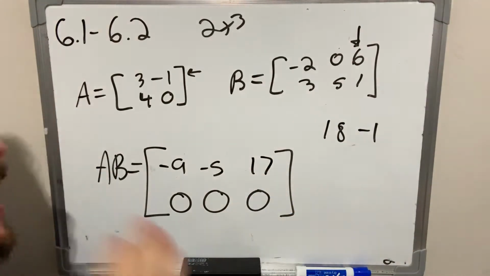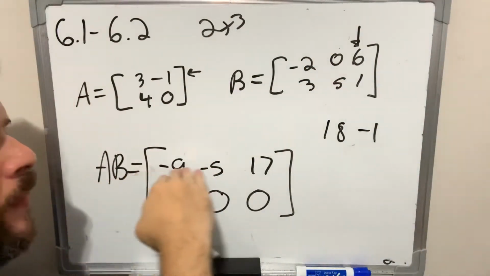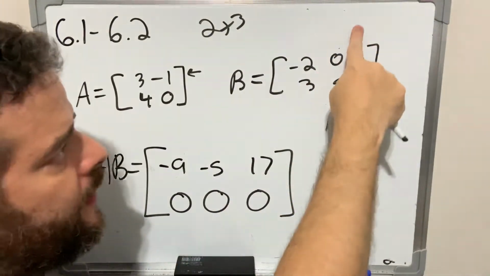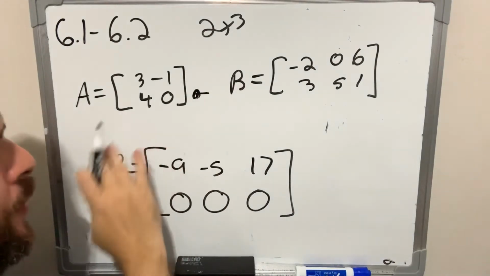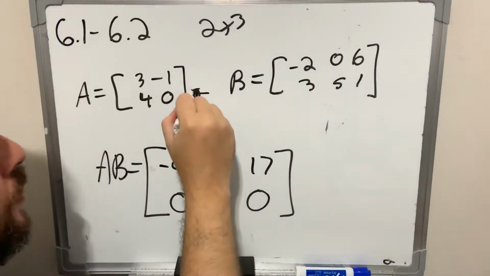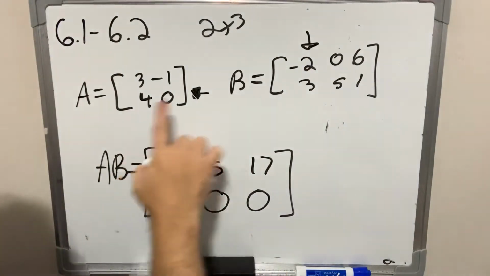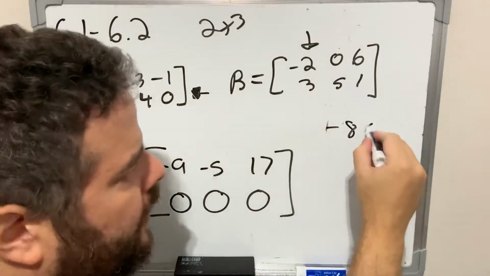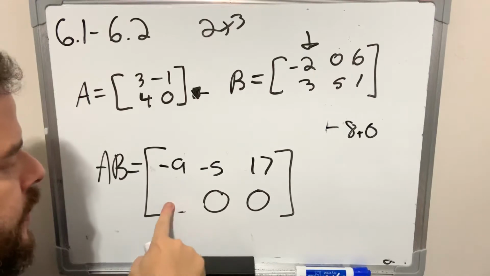So as you can see, I use the first row and all my columns to end up with the first row of the answer. I'm going to repeat the exact same process, but now I'm going to begin with my second row of the first matrix to get the second row of elements. So again, now let's use the second row and the first column. 4 times -2, -8. 0 times 3 is 0. When you add these, I end up with a -8.